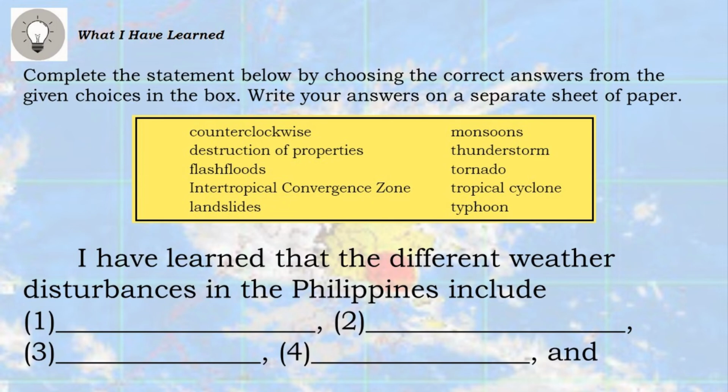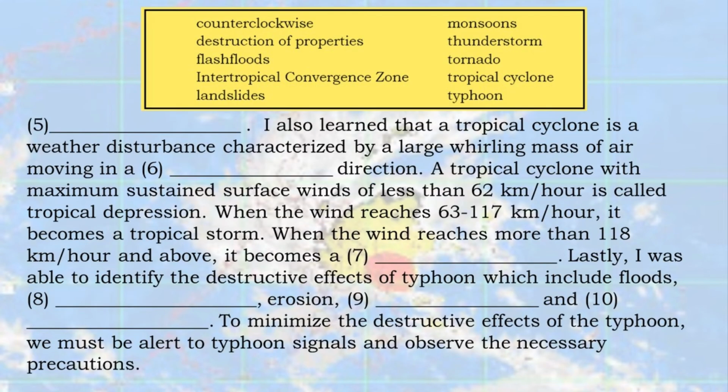Counterclockwise. Monsoons. Destruction of properties. Thunderstorm. Flash floods. Tornado. Intertropical Convergence Zone. Tropical cyclone. Landslides. Typhoon. I have learned that the different weather disturbances in the Philippines include 1 blank, 2 blank, 3 blank, 4 blank, and 5 blank.